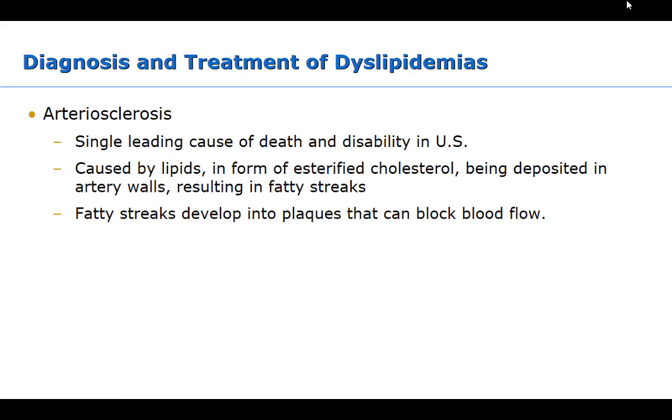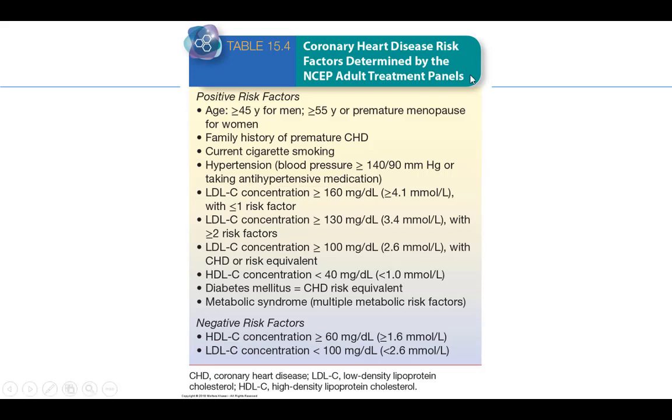Now, atherosclerosis, we already discussed, is the single leading cause of death and disability, and this is from the coronary heart disease risk factors determined by NCEP, the National Cholesterol Education Program. They have come up with these guidelines, and you can see all the positive risk factors. LDL cholesterol, if it is more than 160, if it is more than 130, if it is more than 100, so different combinations. You have to look at the patient's family history, other factors, and the lipid levels, and then you classify the patient, how much risk the patient has of developing coronary heart disease.